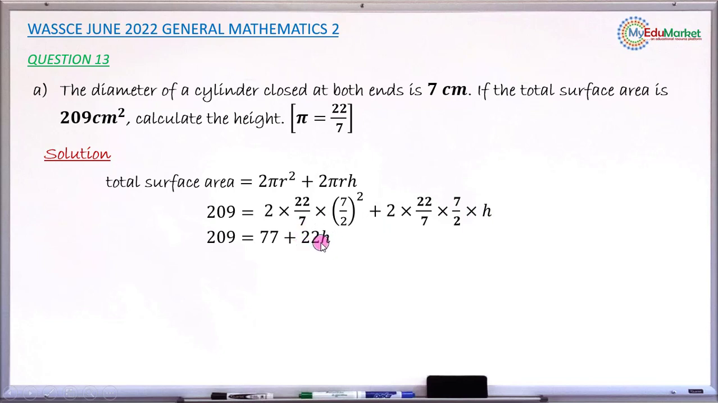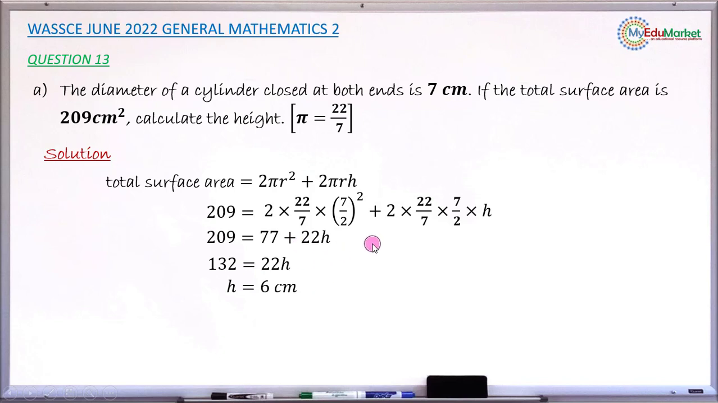Collecting like terms, 77 is shifted to the left. You now have 132, that is 209 minus 77, equals 22h. Next is to divide both sides by the coefficient of h, which is 22. That gives h as 6 centimeters. So the height of that cylinder is 6 centimeters, and that answers this question.